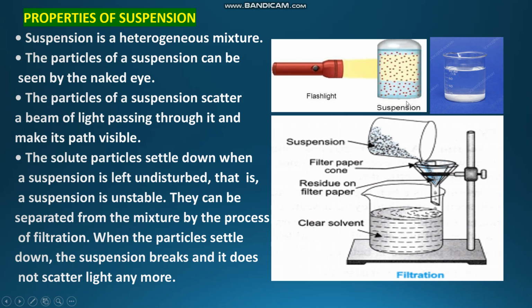So once again, let us see the properties of a suspension. Suspension is a heterogeneous mixture. The particles of a suspension can be seen by the naked eye. The particles of a suspension scatter a beam of light passing through it and make its path visible. Next one, the solute particles settle down when a suspension is left undisturbed. That is, a suspension is unstable. They can be separated from the mixture by the process of filtration. When the particles settle down, the suspension breaks and it does not scatter light anymore.